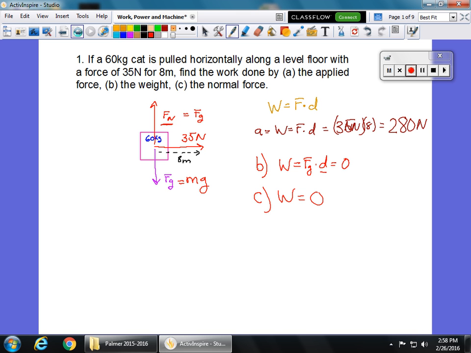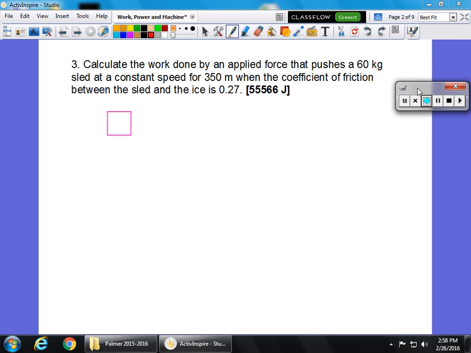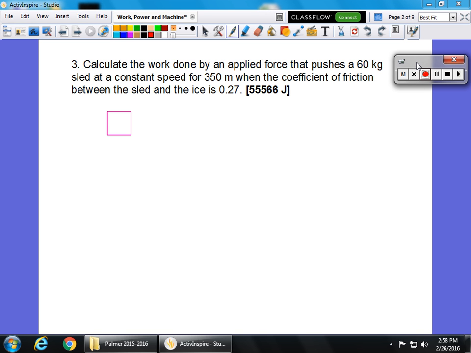Okay, so let's look at number 3, which is the second one. I'm going to go on to that one. This one also has to do with a work problem, which I'm doing these two together. So we're going to calculate the work done by the applied force that pushes a 60 kilogram sled at a constant speed for 350 meters, and it's giving us a coefficient of friction of 0.27. So let me go back and draw our free body diagram again. This time we do have friction. I'm going to draw a dashed line to represent the distance that we're going to go. That's 350 meters is our distance.